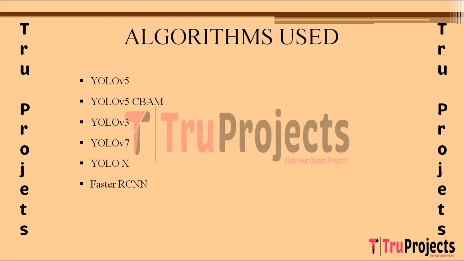The next algorithm built is Faster R-CNN. So Faster R-CNN, that is region-based convolutional neural network, is a two-stage object detection algorithm. Its region proposal network efficiently generates bounding box proposals, making it suitable for scenarios where precise localization of weight heads is crucial. It is chosen for its accuracy in bounding box prediction.